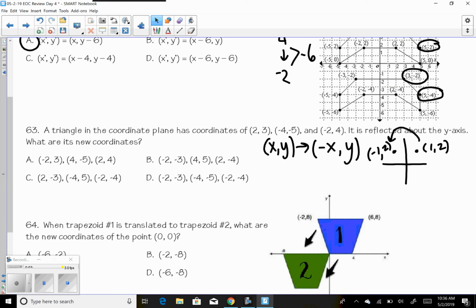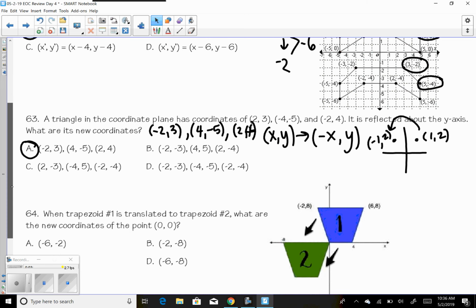All right, so in the first one, (2, 3), it would need to become (-2, 3). (-4, -5), the x changes signs. It would be (4, -5). And the last one, the x changes signs. (-2, 4) would become (2, 4). So which of these has those coordinates? And that is A.